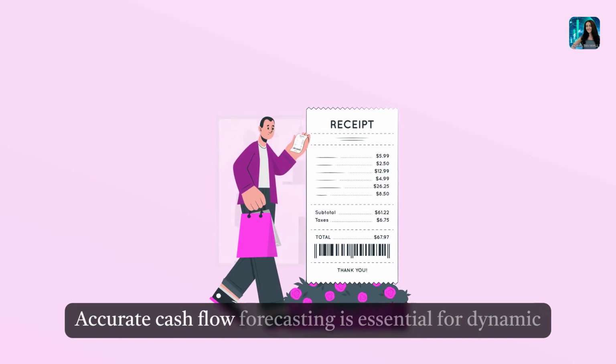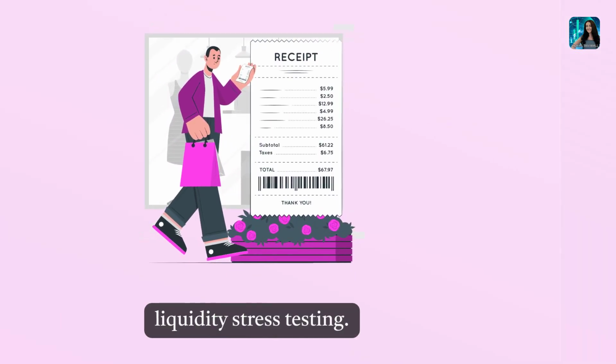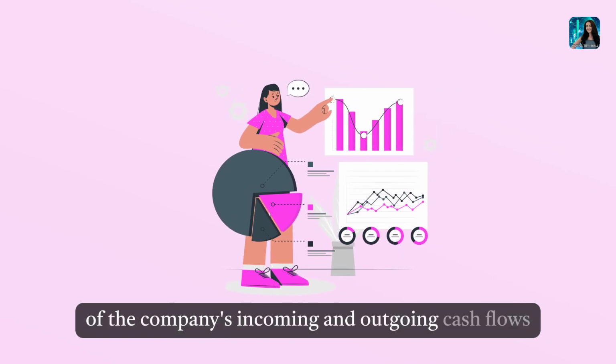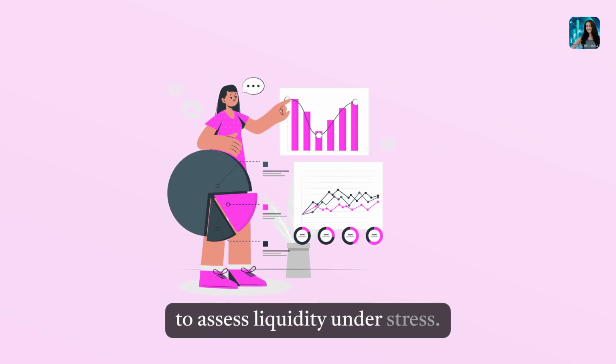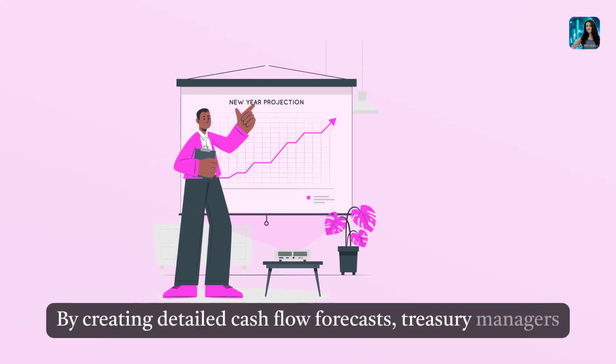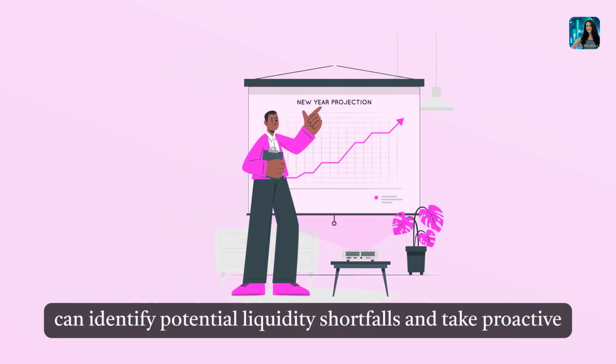Cash flow forecasting. Accurate cash flow forecasting is essential for dynamic liquidity stress testing. Treasury managers need to have a clear understanding of the company's incoming and outgoing cash flows to assess liquidity under stress. By creating detailed cash flow forecasts, Treasury managers can identify potential liquidity shortfalls and take proactive measures to address them.